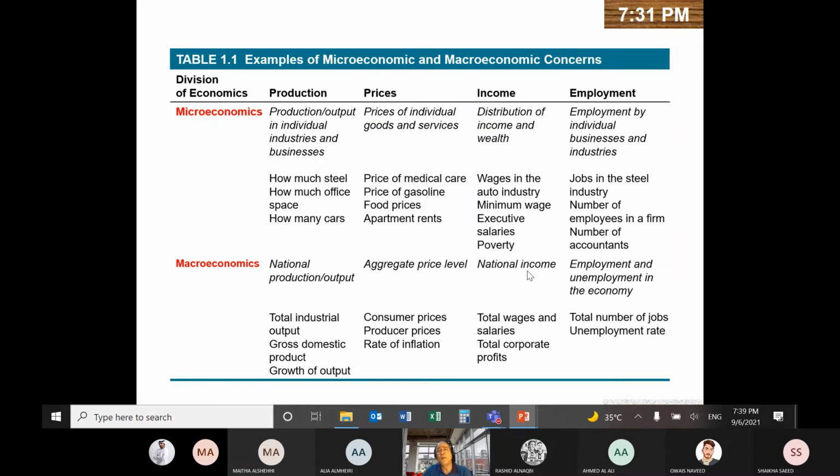Here we deal with national income, income earned by all citizens in a country within a year. We talk about the level of unemployment or unemployment rate, the part of the labor force which is unemployed. So here we talk about the whole country. In a very simple way, microeconomics deals with a product such as tomatoes. Macroeconomics deals with the whole country. It's quite easy.